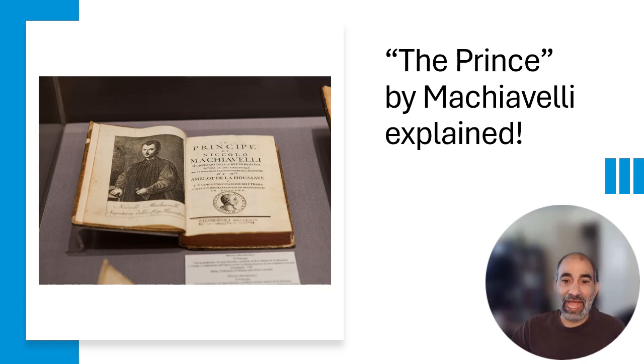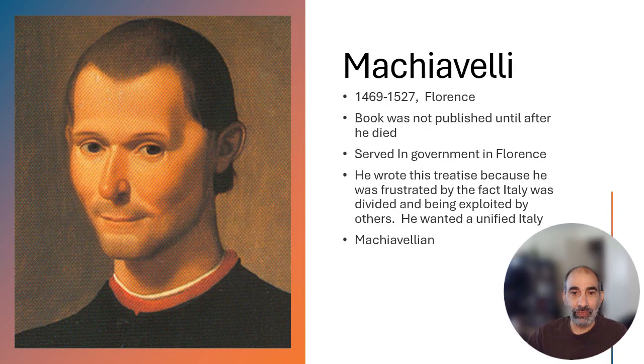So first of all, a little background on who Machiavelli is, and then talk about some of, I think, the more interesting points in it. So Machiavelli, he's from Florence, right? You see the years there where he was born, 1469, 1527. And the book was actually not published till after he died. He was involved in government affairs in Florence.